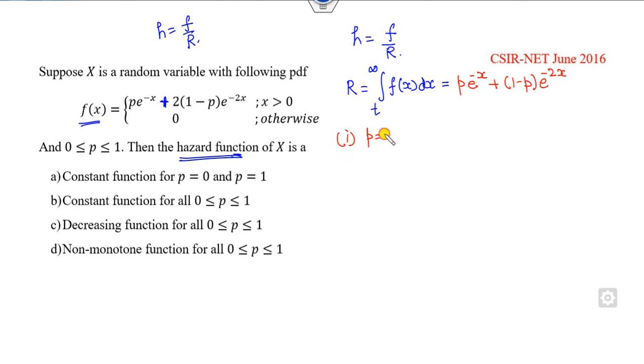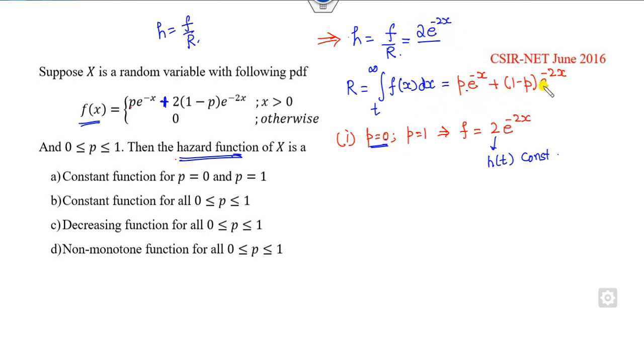When p is equal to 0, and p is equal to 1, I need to find the h. That means our target is to find the h. So what is the value of f when p is equal to 0? When p is equal to 0, its value will be 2 e raised to power minus 2x. Fine. And if p is equal to 0, this is my h of t, which is a constant. Otherwise you can substitute here. This is 2 e raised to power minus 2x.